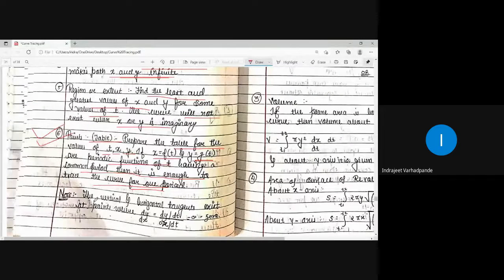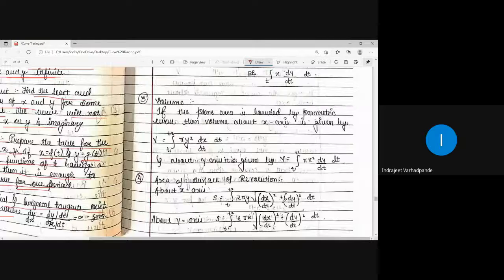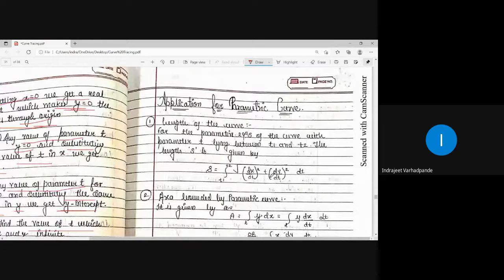So this particular point is to be kept in mind while we discuss the points or draw the table. The note to be remembered is that vertical and horizontal tangents exist at points where dy by dx is 0. That is, it goes to infinity when dx by dt is 0. So dy by dx in the case of parametric form is written as dy by dt upon dx by dt.